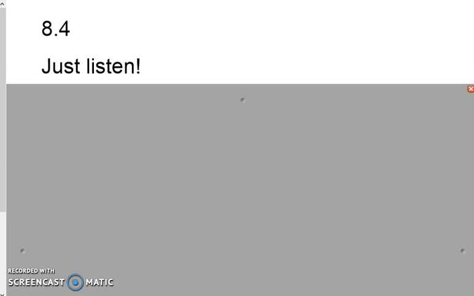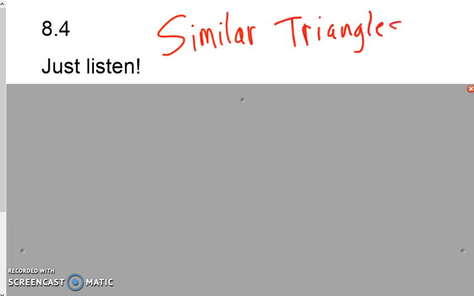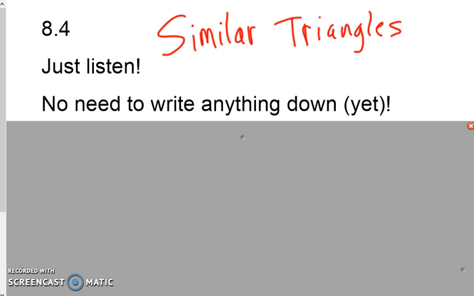This is section 8.4, and we are going to be building on what you've been talking about relating to similar triangles. Last section you did some proofs to prove triangles were similar, and now we're going to build on those proofs with another idea. So I just want you to listen to start here. You don't need to write anything down.